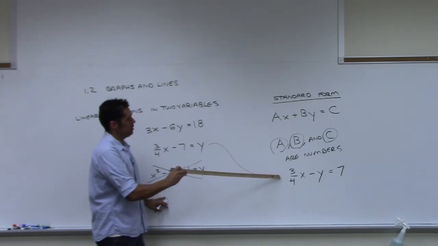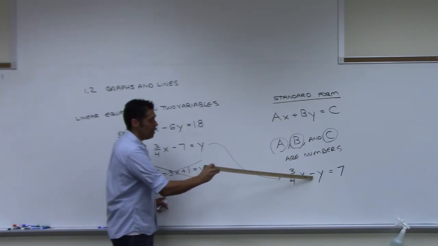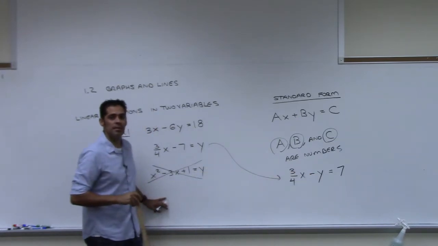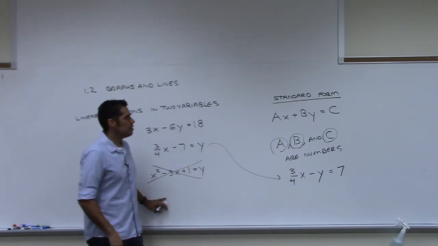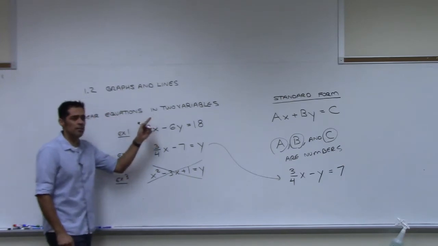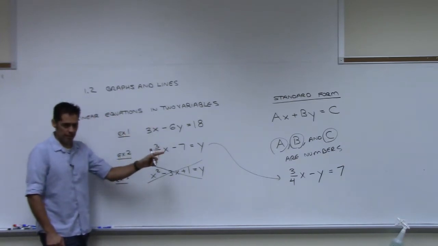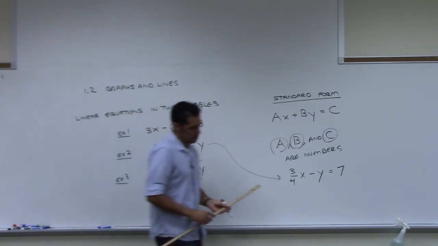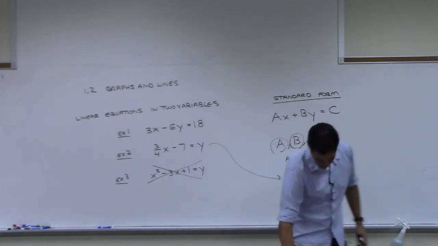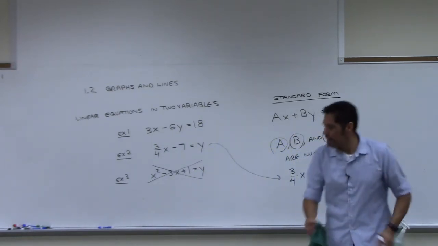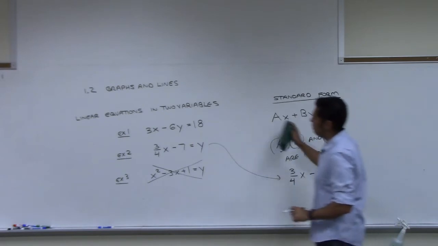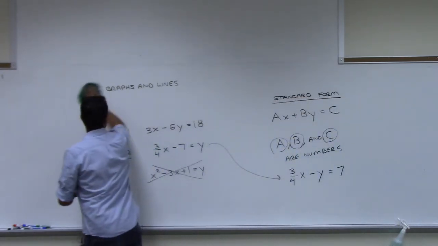What's A? 3/4. What's B? -1, right? Because there's a 1 right here. -1, and then C is 7. All right? So every linear equation in two variables can be written in standard form. All right. So let's now take a look at, whoa, what was that?